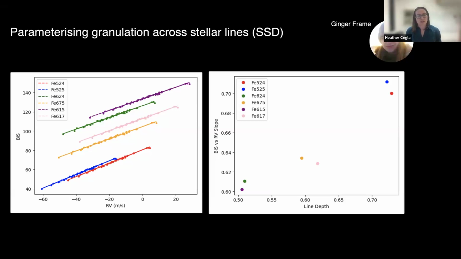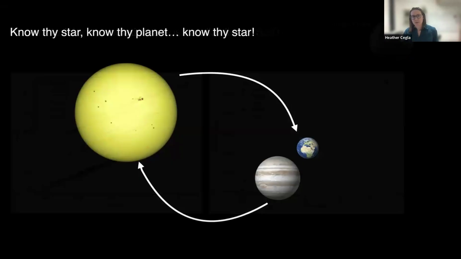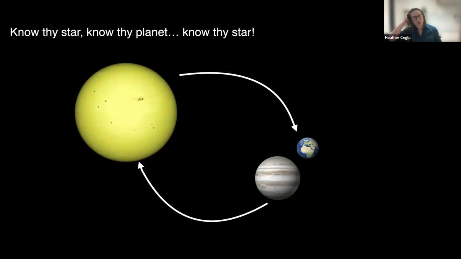So this is the bisector span, so the average of the top of the bisector and the difference between the bottom. So it's a measure of the curvature of the line, but only looking at the reconstructed profiles where they shouldn't be contaminated by the P modes, versus the velocity. And we've got a correlation, as we would expect, and it seems the slope of that correlation is dependent on the line depth. But that's kind of where we are in terms of moving the exploration that we had before to different magnetic field strengths and different lines.